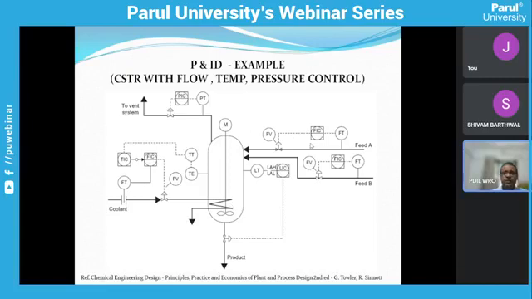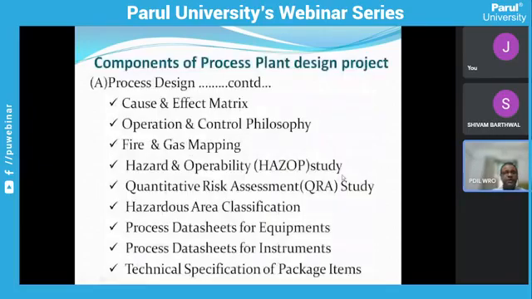P90 will also give the line size. It is not mentioned here because it is a part of the P90. So it is not mentioned over here, but in a complete P90, the line number and the material of this particular pipeline, that means it can be carbon steel, it can be stainless steel, whatever it is, all these things are mentioned.